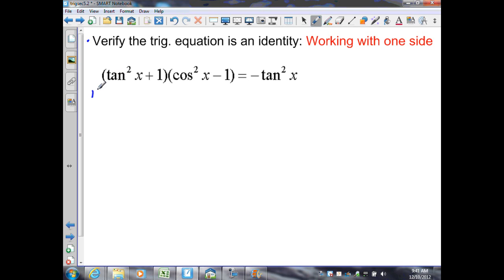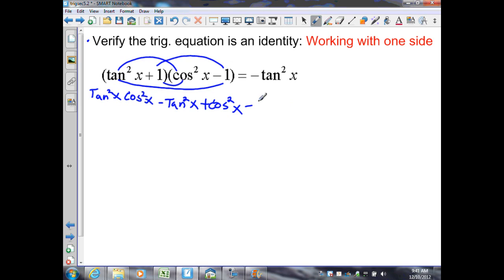That's going to give me tangent squared x times cosine squared x. Now my outer terms, tangent squared x times a -1 minus tangent squared x. My inner term is plus cosine squared x. And my last term is -1.